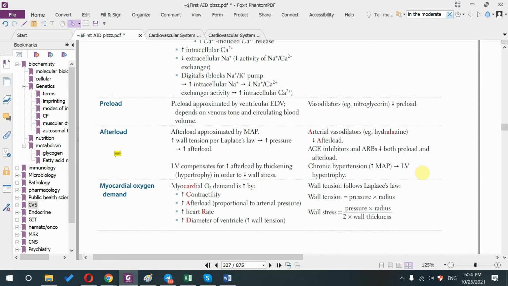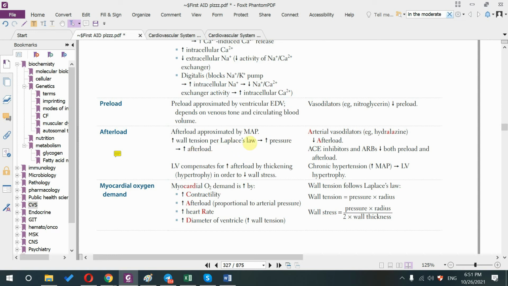Okay, the afterload. So the afterload is approximated by the MAP, which is the mean arterial pressure. I don't want you guys to worry too much about it now, because we will learn on the next page how to calculate it. But I want you to know that it's basically like the blood pressure, okay? So afterload is approximated by the blood pressure. Increased wall tension by the Laplace law means an increase in the pressure, which increases the afterload.